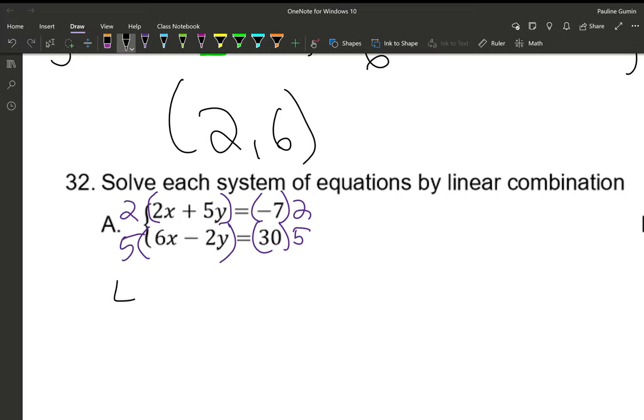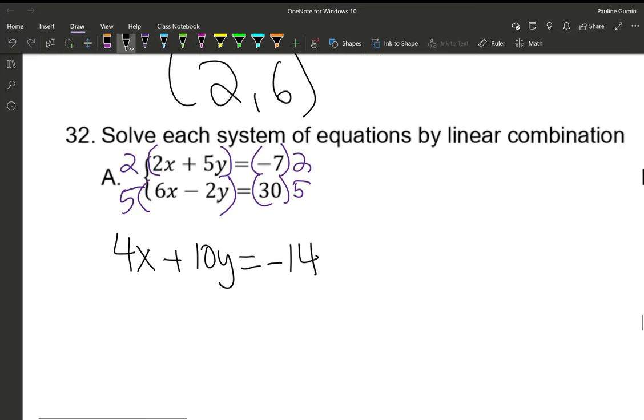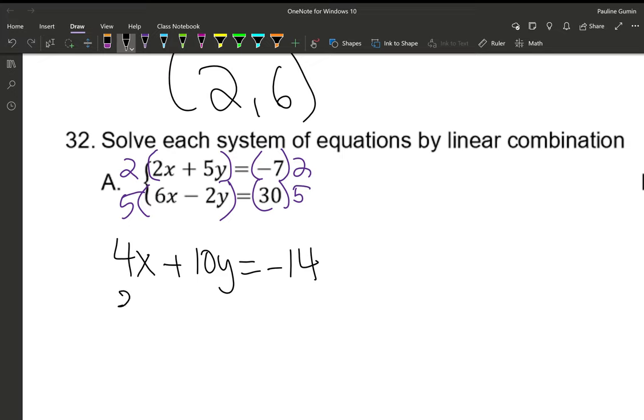2 times 2x is 4x. 2 times 5y is 10y equals negative 14. And the second equation, 5 times 6x is 30x, negative 10y, and 150. All right, we have opposites. That means we can do linear combination, which is adding.